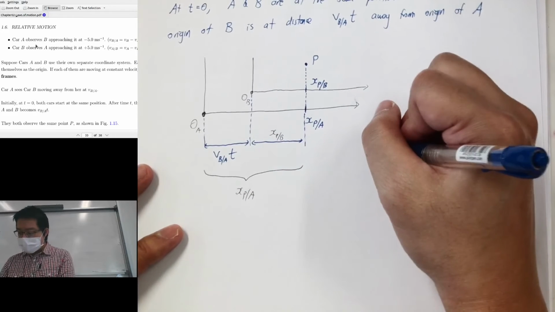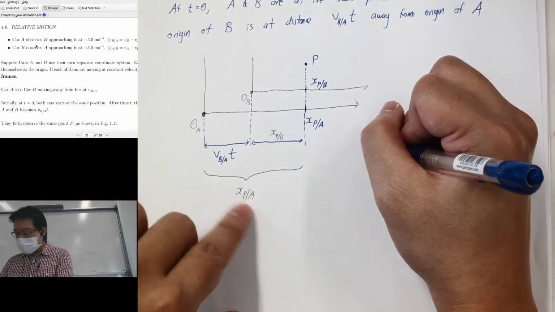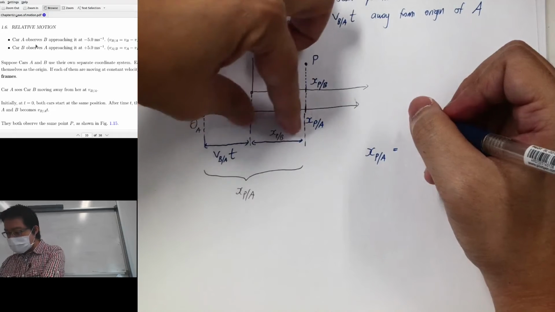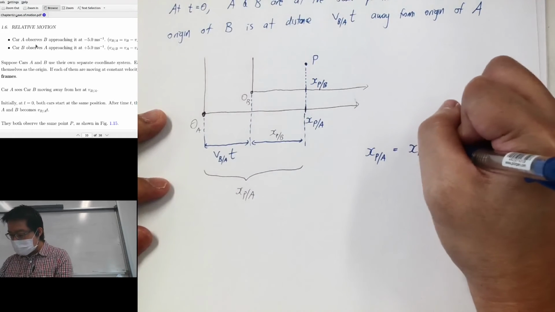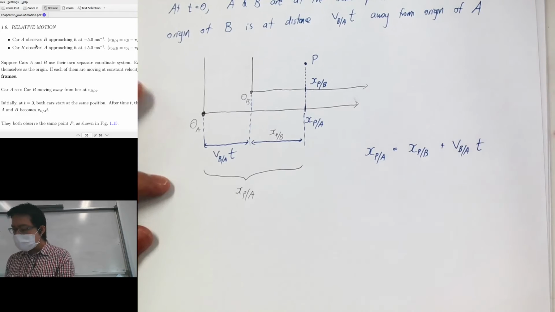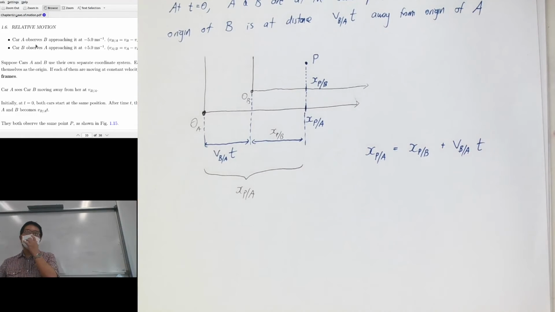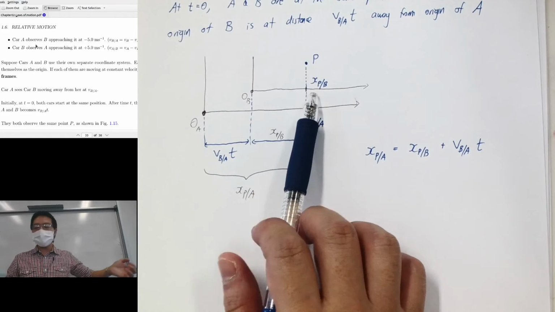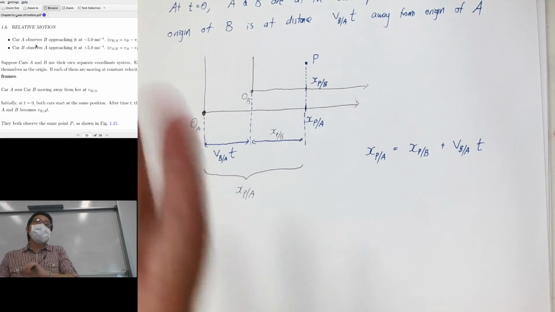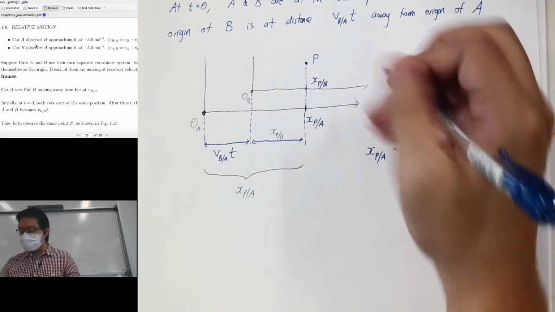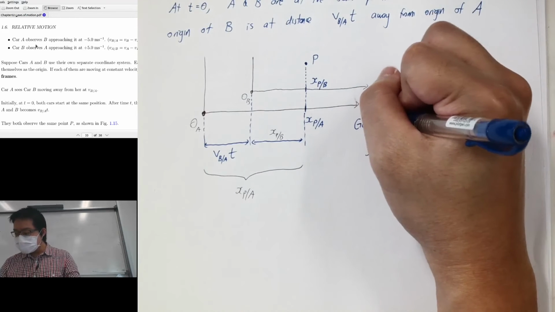From here we conclude that xpa equals this length plus this length, so it's xpb plus vba t. This is the method for any point, for any coordinate system. We can transform one coordinate system into another. This is a coordinate transformation, and this particular one is what we call a Galilean transformation.